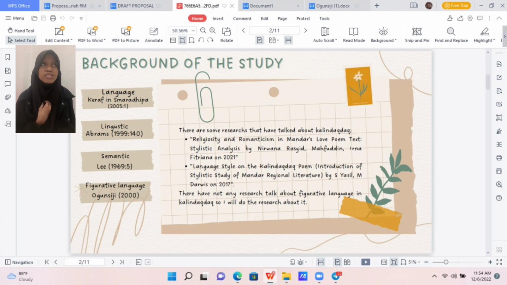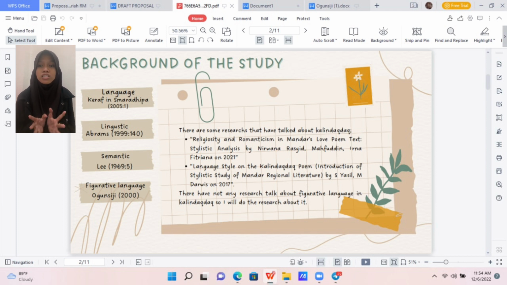In linguistics, we can learn about phonology, morphology, syntax, and then semantics. Semantics is the study of meaning in language as a branch of linguistics. According to Lee, 1969, page 5, states the aim of semantics is to explain and describe meaning in the natural language. There are two meanings in semantics. They are literal meaning and non-literal meaning.